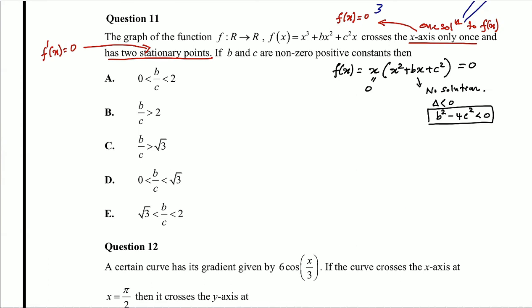Now, two stationary points. Okay, so two stationary points means you have to do this, right? So if you do that, you get 3x squared plus 2bx plus c squared should be equal to 0. So now, how many? Two stationary points. So two stationary points means delta should be greater than 0 in that case, because it's a quadratic there. For that condition, this is a must thing to do, right?